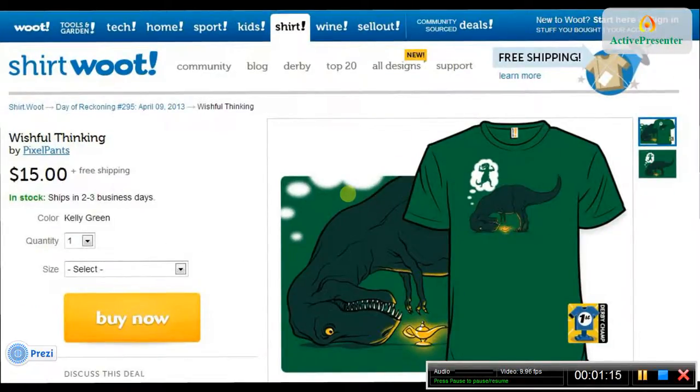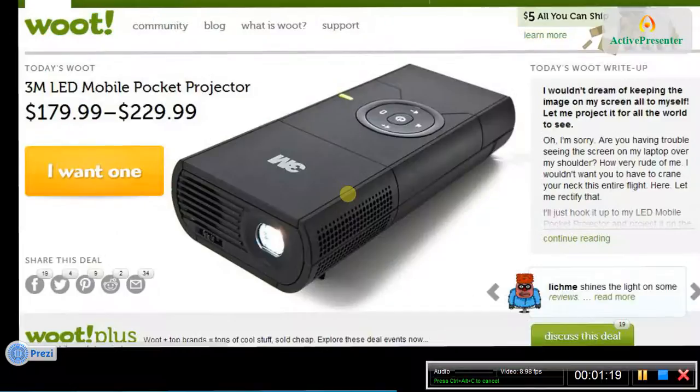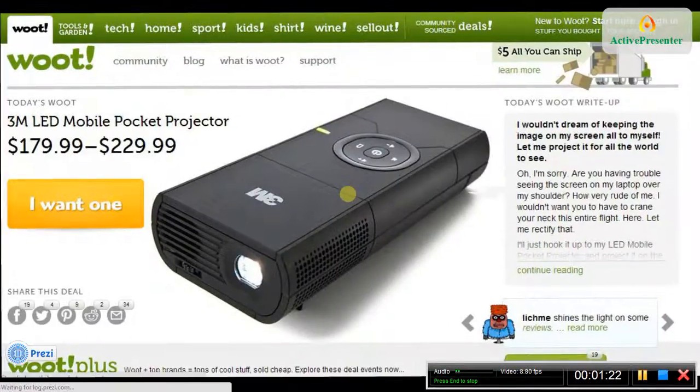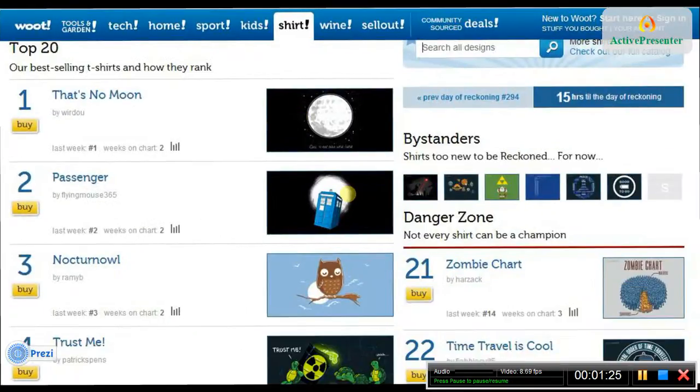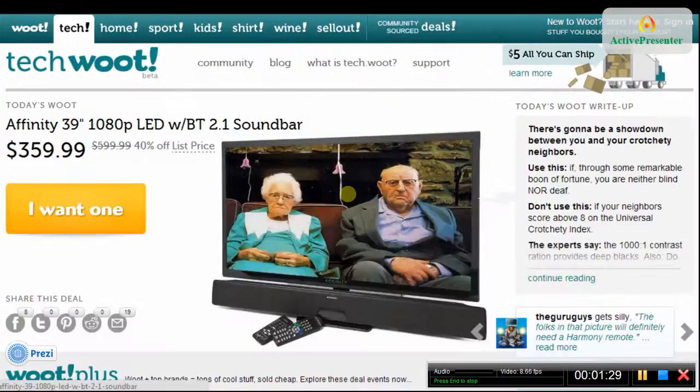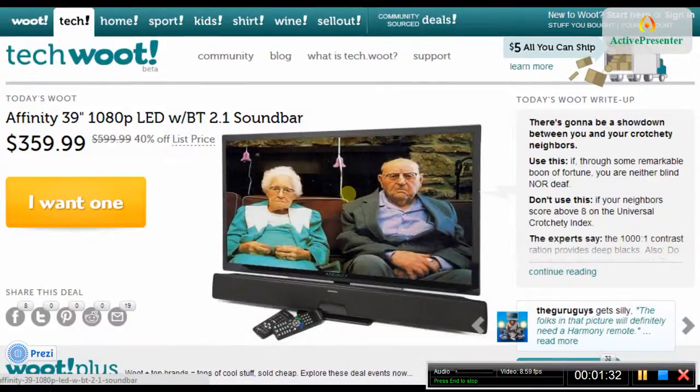These are some examples of the sub-Woots, starting with the main page, shirt.woot. This is the top 20 of the shirt website. And then one of the more recent ones, tech.woot. So today the site has grown not only from the addition of its subpages, but also in the quality of the website and its coding behind it.